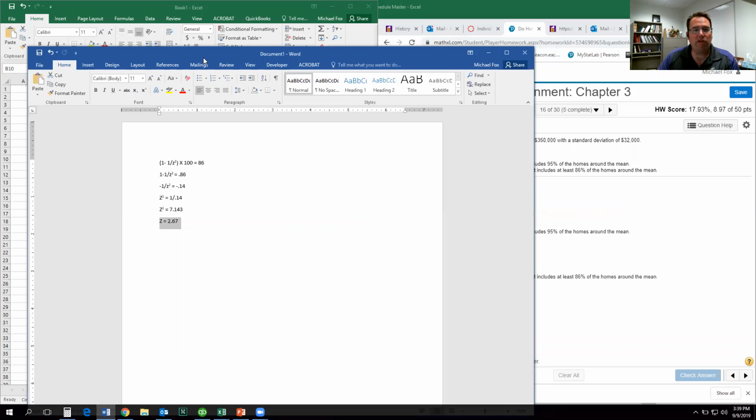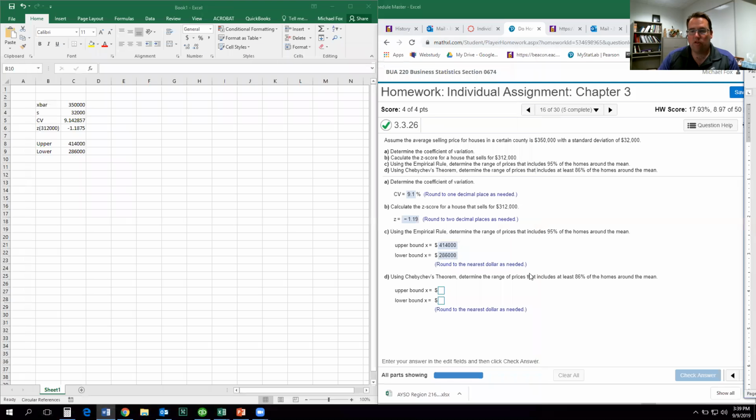So once we have a z of 2.67, what we're saying is that 86% of the homes, using Chebyshev's theorem, will fall between this range of plus or minus 2.67 standard deviations from the mean. So our upper bound is going to equal our mean, sorry, that's not times, that's plus. So the mean plus 2.67 times the standard deviation.